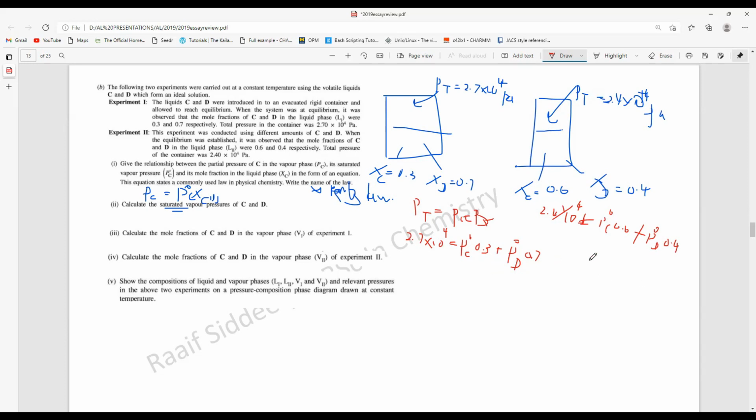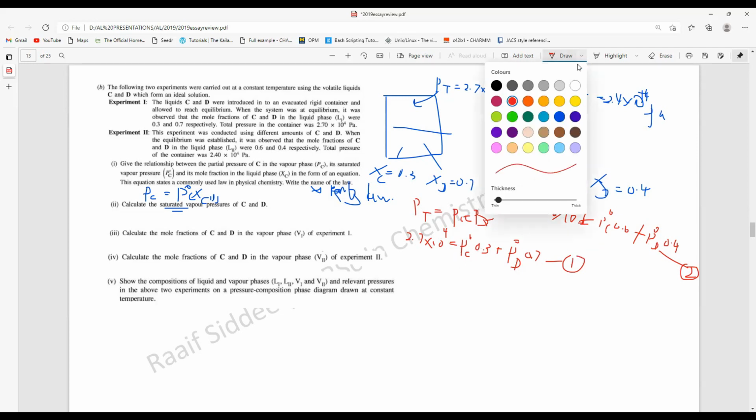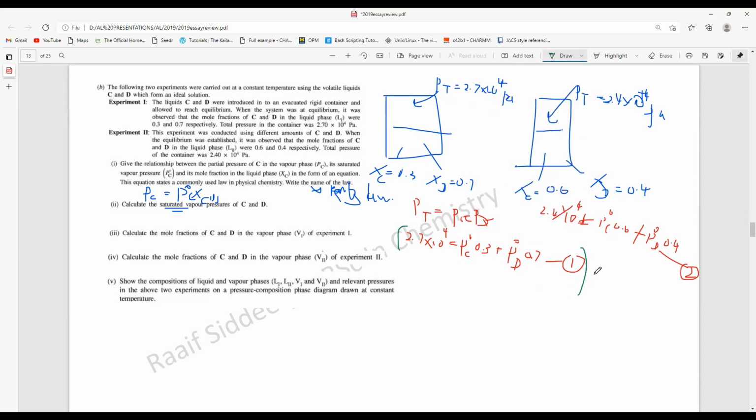So how can I calculate P naught C and P naught D now? I can take this equation as 1 and this equation as 2. And you can see here now this is a type of simultaneous equation. Now it's O levels. What you have to do is solve these equations and find P naught C and P naught D. The easiest way is you see here, this is 0.3 PC, this is 0.6 PC. So you can multiply this equation by 2. And then this will be 0.6 PC, this will be 1.4 PD, this will be 0.4 PD, and this will be twice, meaning 5.4. So 5.4 minus 2.4 is 3.4 × 10^4.